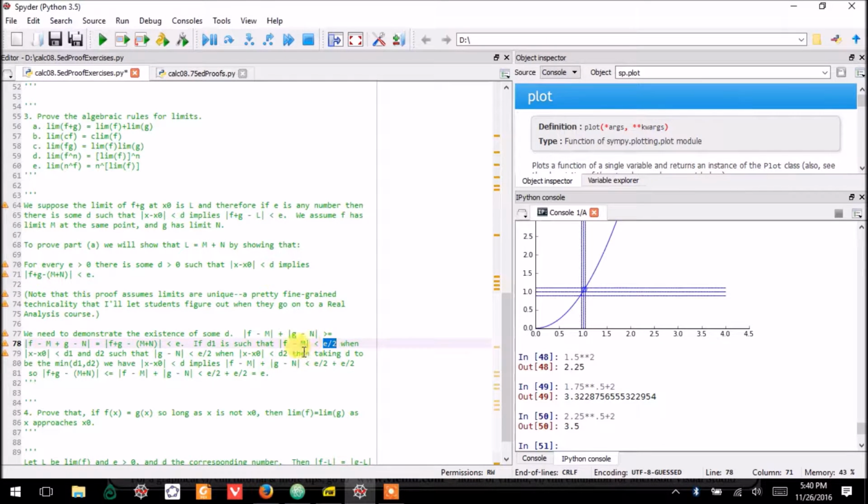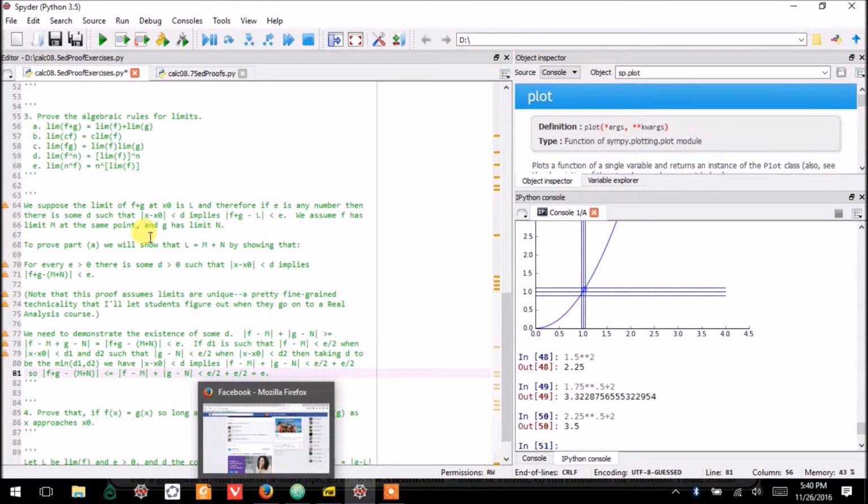So I know that there exists a d1 implying this and a d2 implying this. So if I take d to be the minimum, then both of them will hold at the same time, right? Because if it holds for d1, it holds for anything less than d1 as well. And by making that choice, I then get that the sum of these two things in absolute value is less than epsilon over 2 plus epsilon over 2. I know by the triangle inequality that I can fit this thing underneath it, showing that it is less than epsilon. And there's the proof.